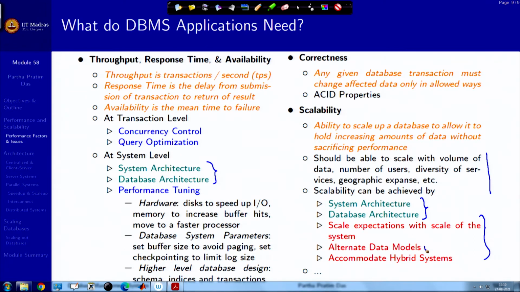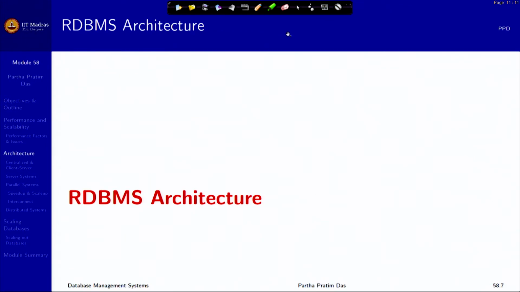We can look at alternate data models, we can accommodate hybrid systems, a mixture of different types of systems and so on. So, what I mean in terms of these color codes here, these blue ones are what we have discussed. This is what I am going to discuss at a surface level in the current module, and these are the ones which we will subsequently take up, showing what is the road forward beyond a relational database system. So, in the remainder of this module, we will focus on RDBMS architecture.